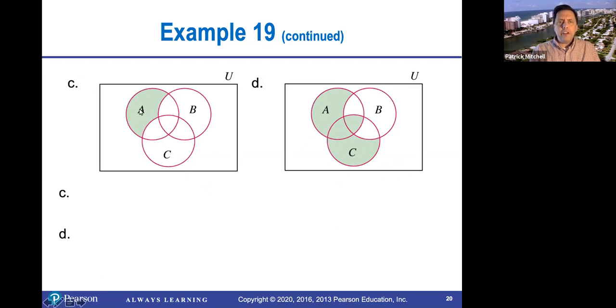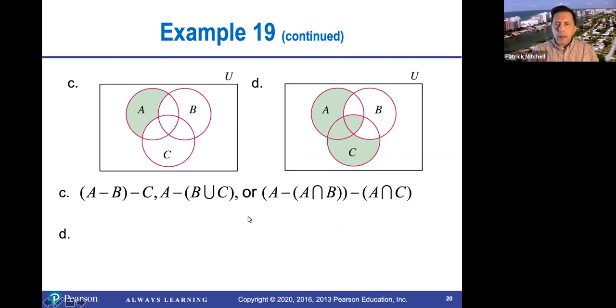So the shaded region in C is everything that belongs to only set A and not set B or set C. So when I say it like that, all elements that belong to A but do not belong to B or C, that makes me think of this second answer here, okay? The other two answers also work. I don't think I ever would have come up with this one, okay?